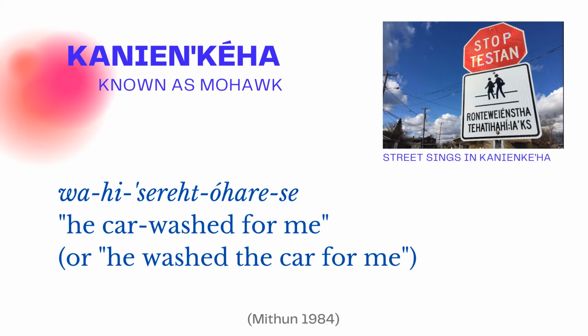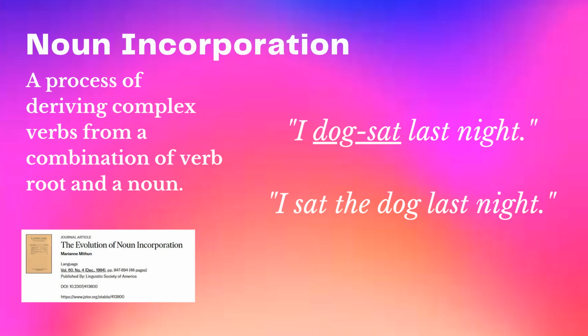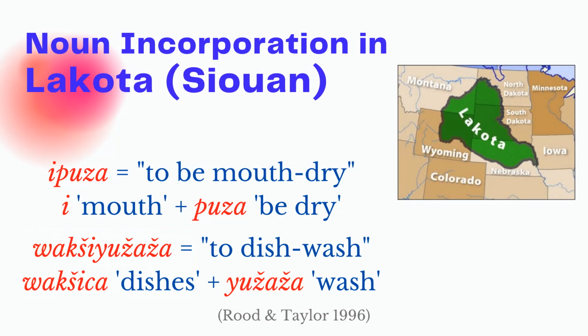This is not the only way Kanien'kehá:ka speakers say this sentence, but it's one of the options that's not usually available for speakers of English. This process, called noun incorporation, is extremely restricted in English. For example, in English we can say, I sat the dog last night, or a dog sat last night. But this type of structure, where the noun and verb form one unit, is not very productive in English. But it's very productive in Kanien'kehá:ka and the other indigenous languages.